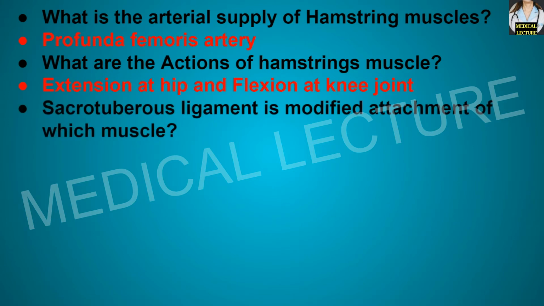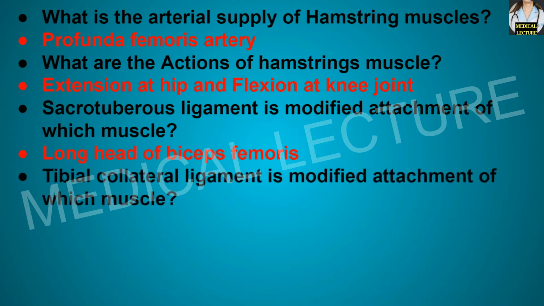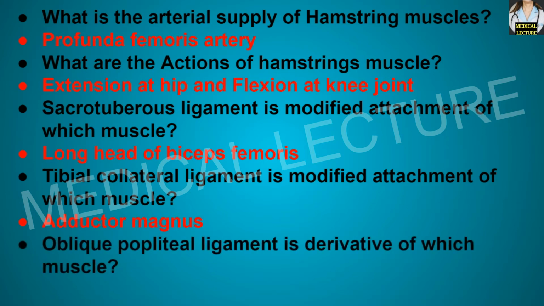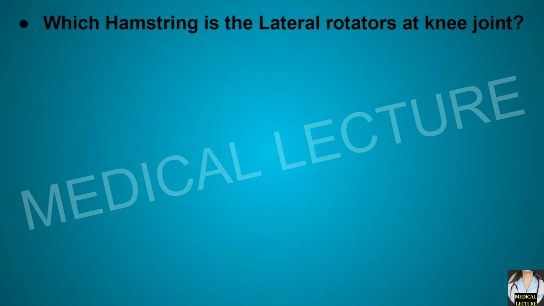Sacrotuberous ligament is modified attachment of which muscle? Long head of biceps femoris muscle. Tibial collateral ligament is modified attachment of which muscle? Adductor magnus. Oblique popliteal ligament is derivative of which muscle? Semimembranosus muscle.